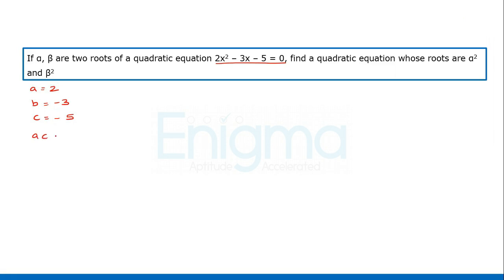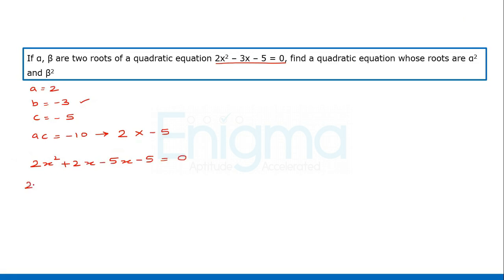Now, ac is equal to −10. And now we want to factorize −10 in such a way that the addition of factors comes out to be −3. Coincidentally, we can see immediately that 2 plus (−5) is also −3. So we will directly use these as the factors itself. So we'll split the middle term as 2 and −5. So we will have here 2x² + 2x − 5x − 5 = 0.